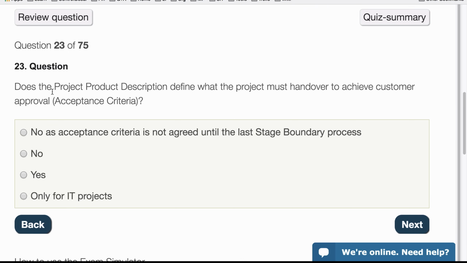Question 23. Does the project product description define what the project must hand over to achieve customer approval? So the acceptance criteria. The project product description is the main product description that is written at the beginning of the project, and it does have a section called acceptance criteria. So in that case, the answer would be yes.